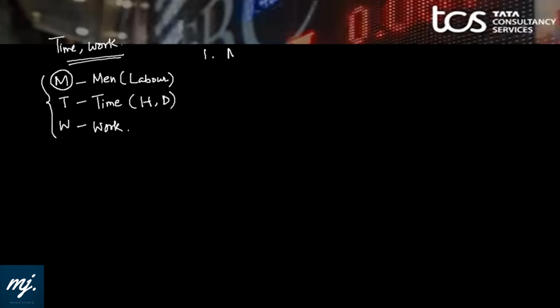The first one: relationship between men and time when the work to be done is constant. Like 10 units of work need to be done, then obviously if we increase the number of men, the time required to produce that work will fall. That means they are inversely related to each other. And when M and T are inversely related, we can very easily use M1T1 equals M2T2, given that the work to be done is constant.